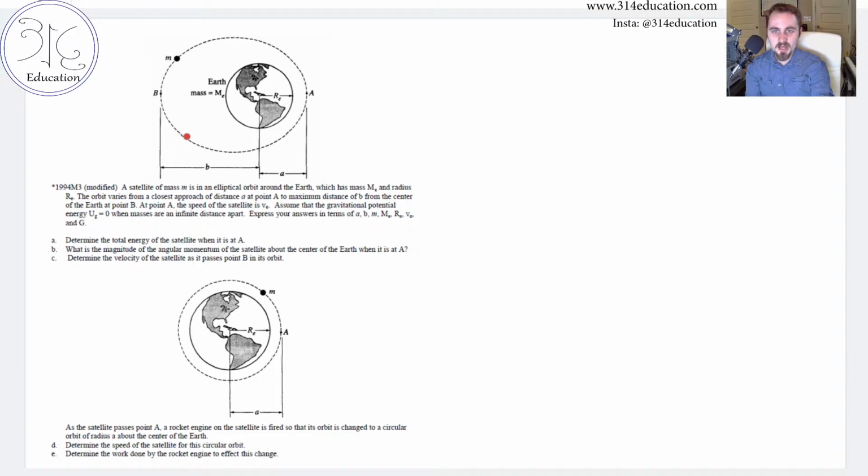And then maximum distance out here at point B for our furthest approach, our distance is this lowercase b. Assume gravitational potential, the energy, at point A, the satellite has speed v naught. We will assume gravitational potential is 0 when the masses are infinite distance apart. Okay, gotcha. And express our answers in terms of all these.